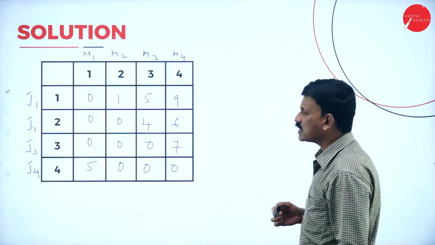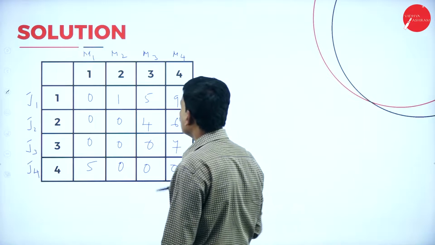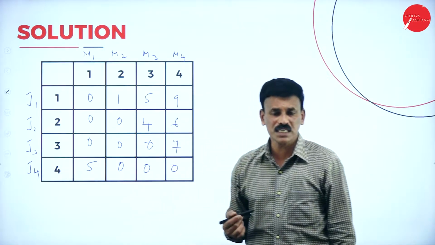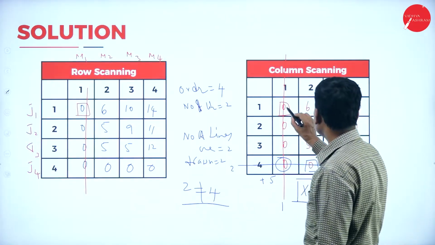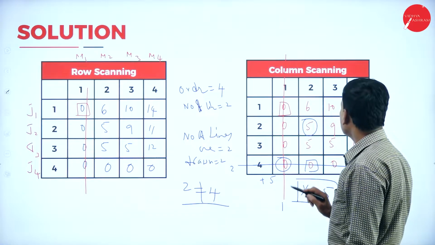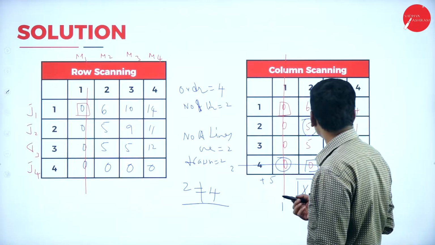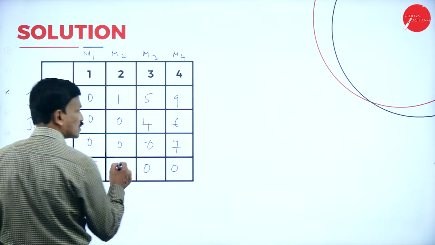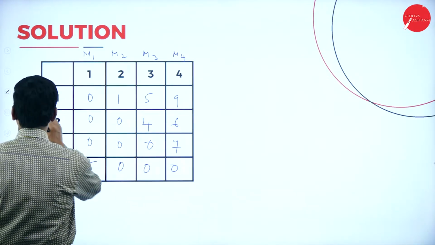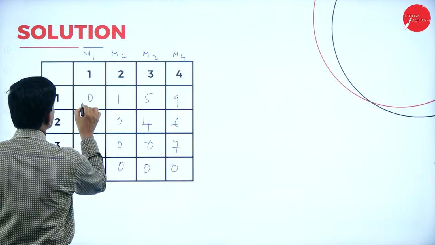Now go for the scanning. Already we have marked the zeros in the previous table. Where you have marked zeros, this is 1 point. Okay, now let us go to the scanning. Now let us go to the first row scanning. So this is 0. Let me write this.